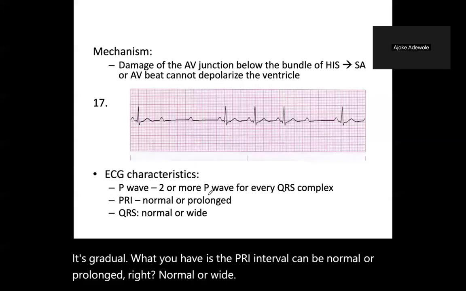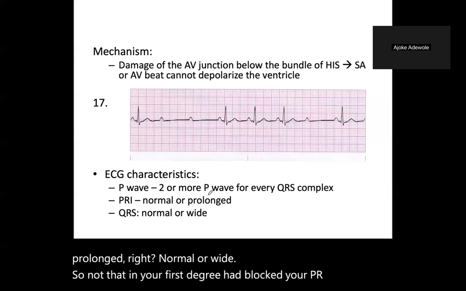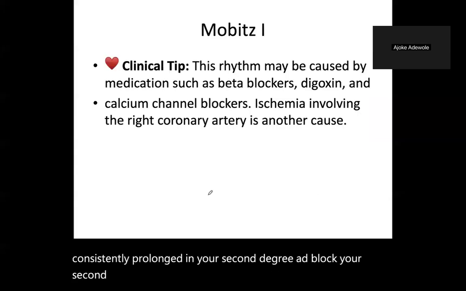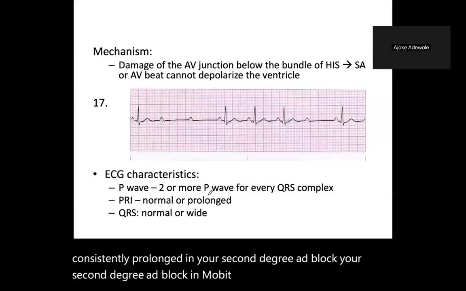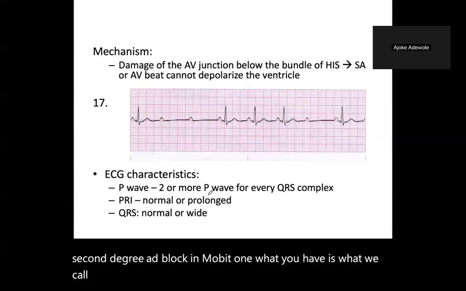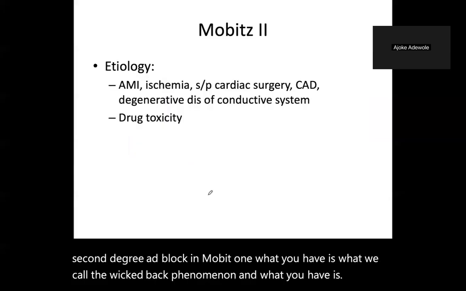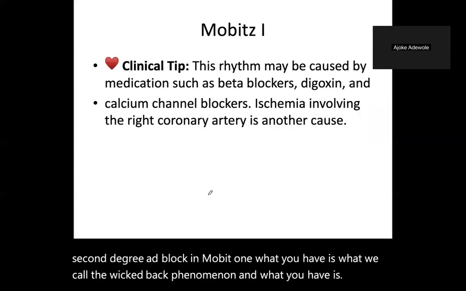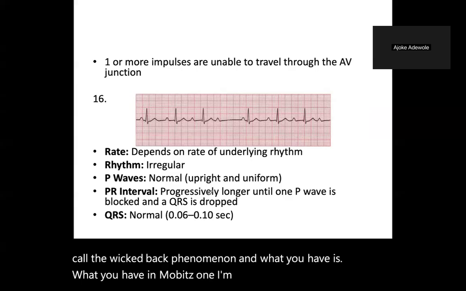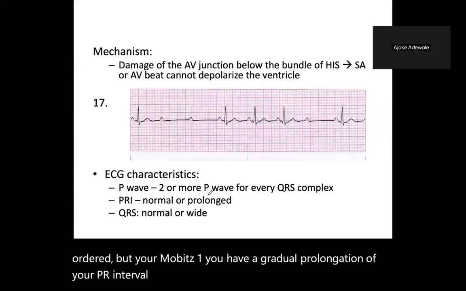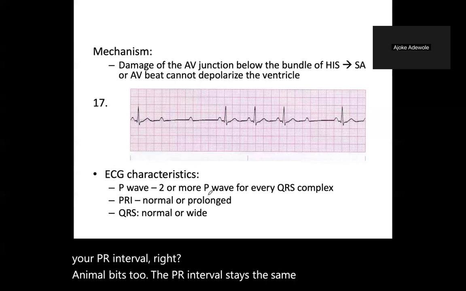Note that in your first degree AV block, your PR interval is consistently prolonged. In your second degree AV block, Mobitz 1, what you have is what we call the Wenckebach phenomenon. In Mobitz 1, you have a gradual prolongation of your PR interval, right? And in Mobitz 2, the PR interval stays the same, and then you have a dropped QRS beat.